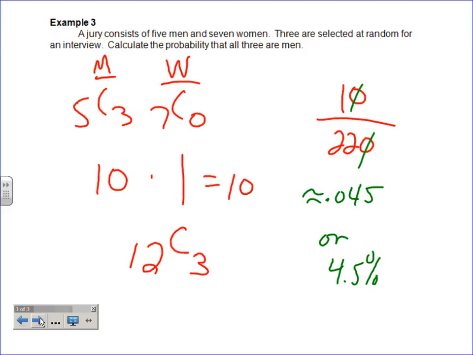So do you see how the counting principles are at work here? It's just you have to figure out when to use what. If there are no questions.